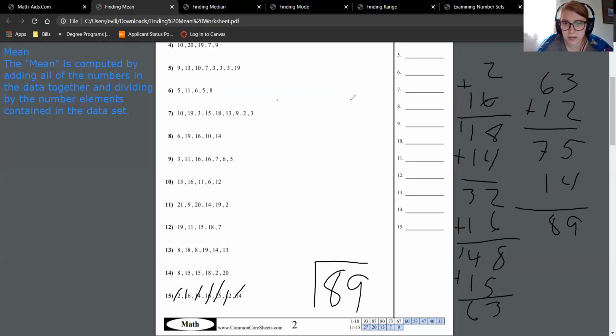So however many numbers there are, we need to divide 89 by that. We got to figure this out first. So let's see. 1, 2, 3, 4, 5, 6, 7. We have 7 total numbers, so we need to divide 89 by 7.